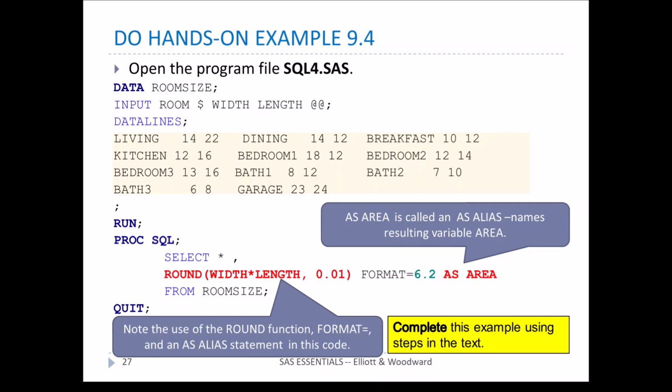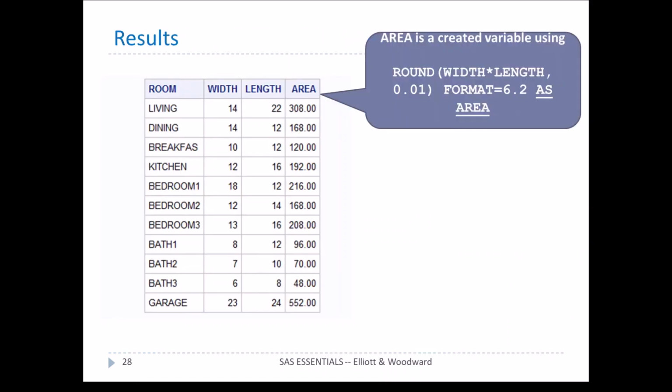How? We're going to round the expression width by length, and then the comma 0.01 means to round it to 2 decimal places, display it as 2 decimal places using the format 6.2, and name it area. So again, here's the results. We see the first 3 columns were the original data from the data set, and then the last column is area, which we have defined by this round statement and the as area alias to give it a name.